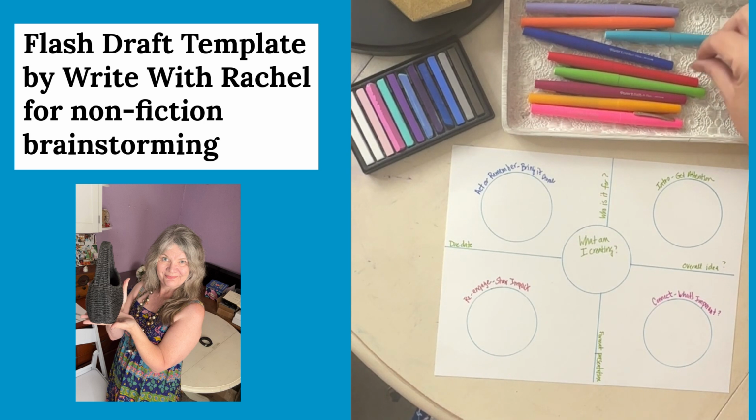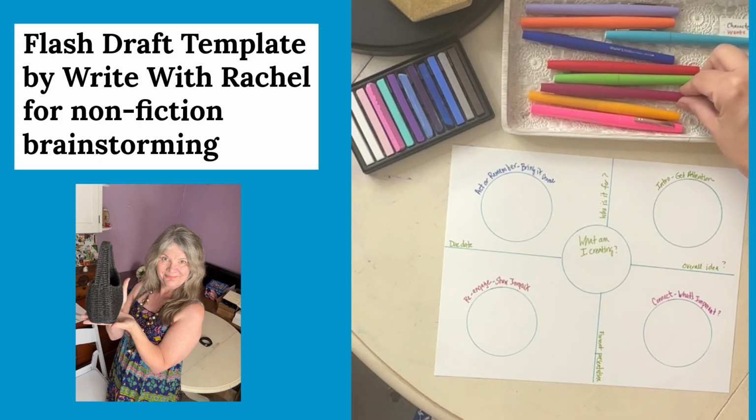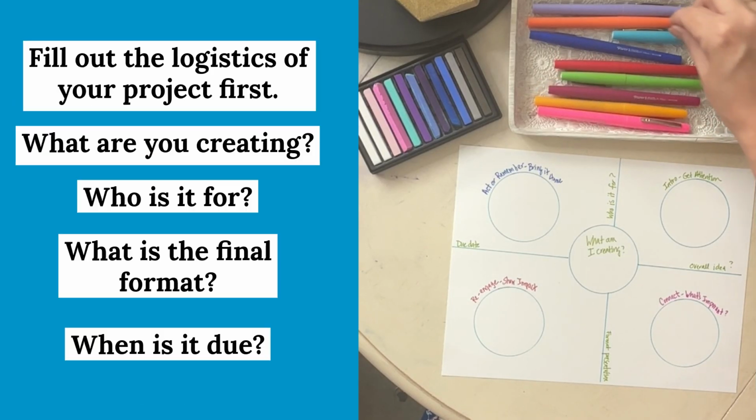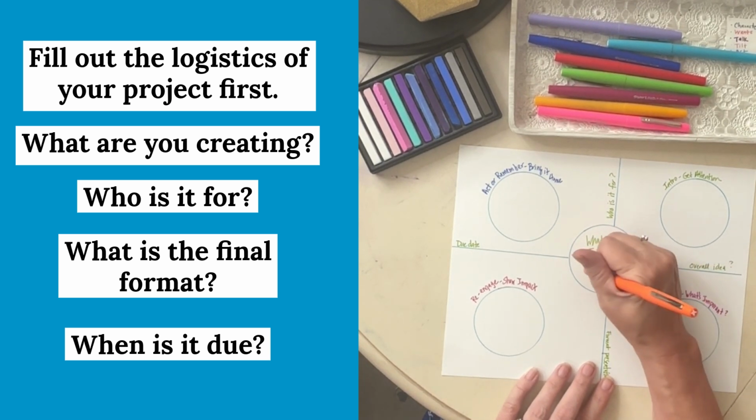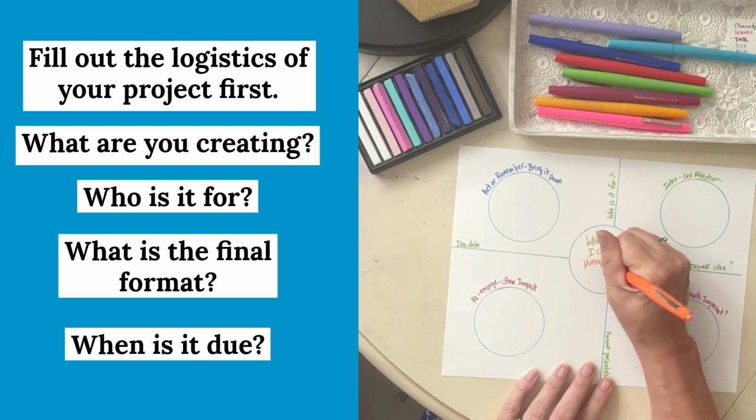I always like to start by filling in the middle. And in the middle, it's important to remember, what am I creating? When you remember this, it helps with any scope creep so that you don't start branching off into other ideas or other projects. Sometimes people call this a project constraint. It just helps keep you focused on what you're working on. So for today, I'm going to say that I am creating my Mother of the Bride speech.